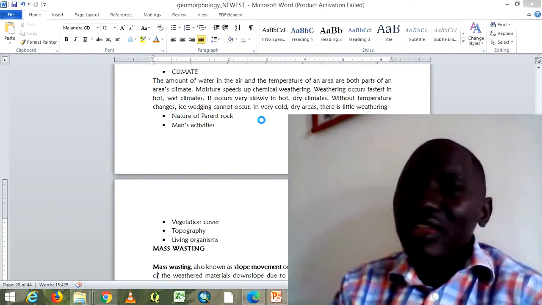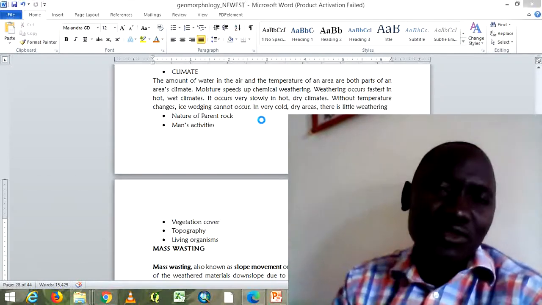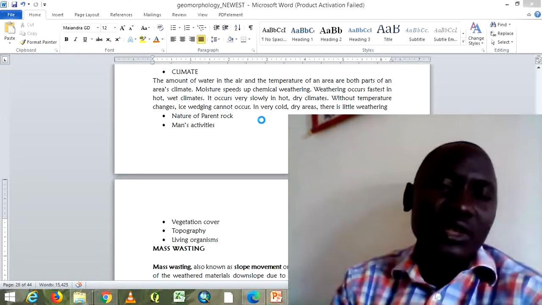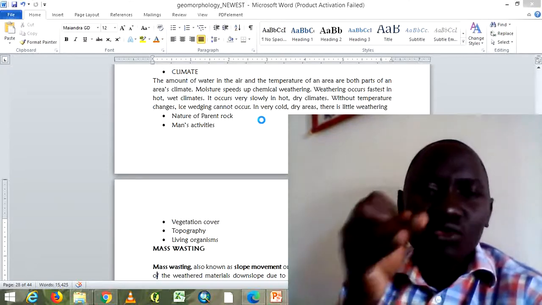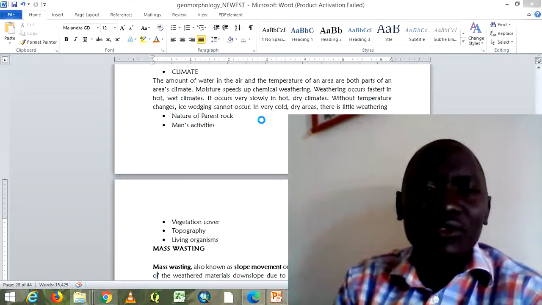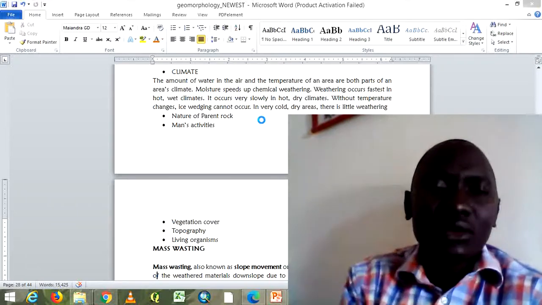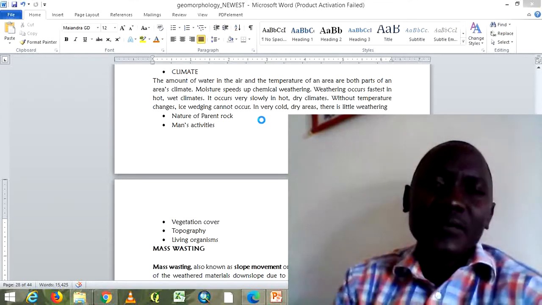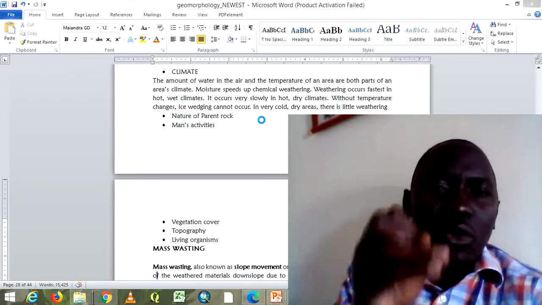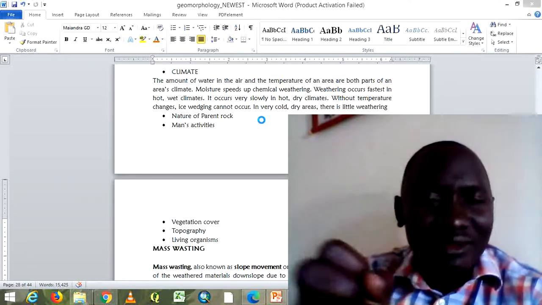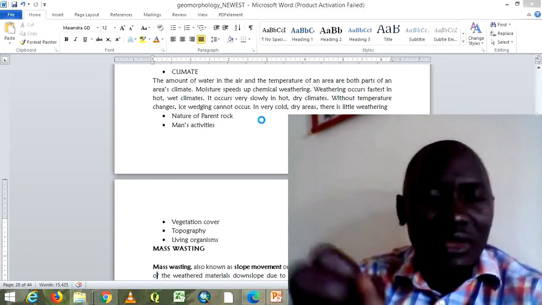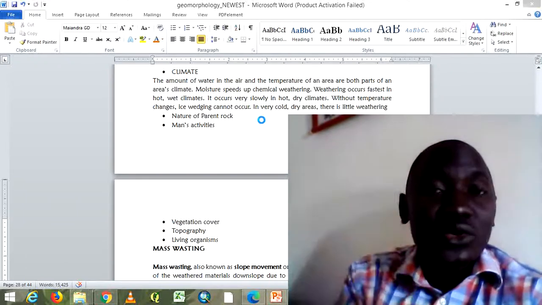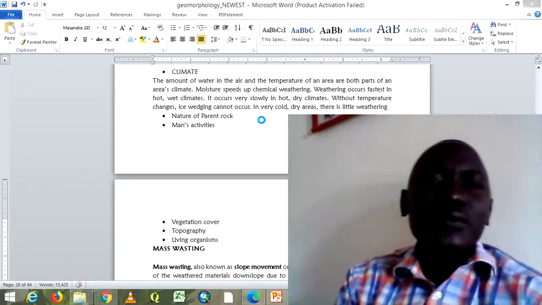We talk about the mineralogy. The nature of the minerals within the rock will determine what kind of chemical reaction is going to take place. Because much as water reacts with almost all chemicals, the rate at which it reacts with those minerals differs. The rate at which water reacts with sugar is not the same rate it reacts with other minerals, because sugar is a soluble mineral.